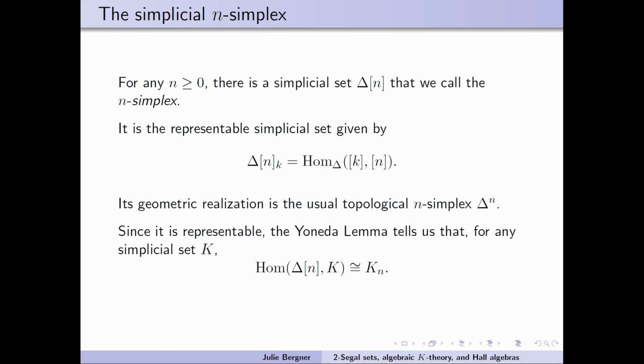So you could think of these more topologically. The geometric realization of this simplicial n simplex is just going to be the usual topological n simplex. And as a representable functor, if you're familiar with this, then the Yoneda lemma is going to tell us that if we map this simplicial n simplex Delta n into any K, then we get a set isomorphic to the set of n simplices. And that's going to be useful to remember in what follows.